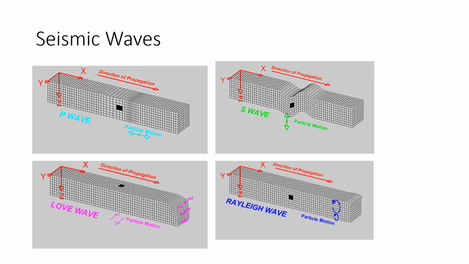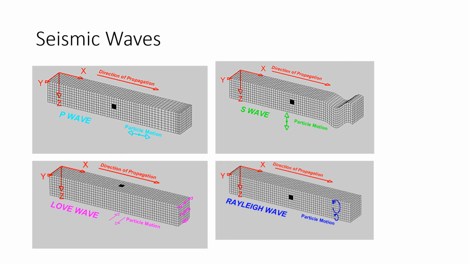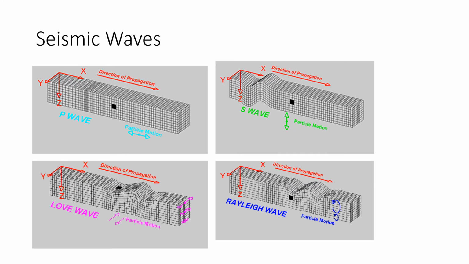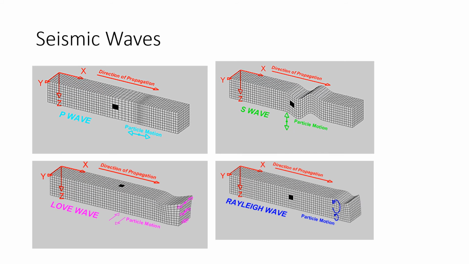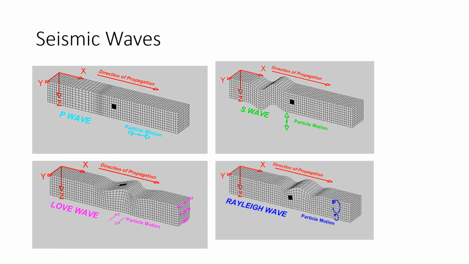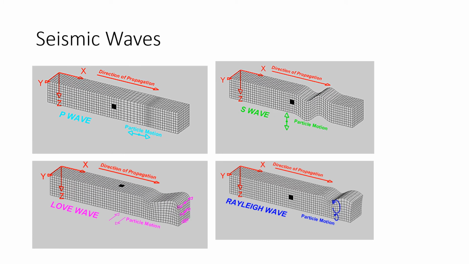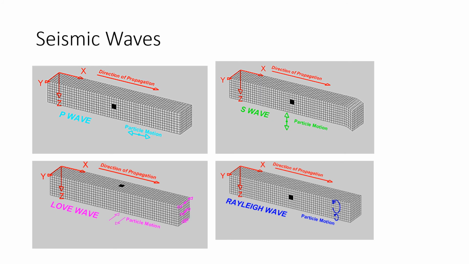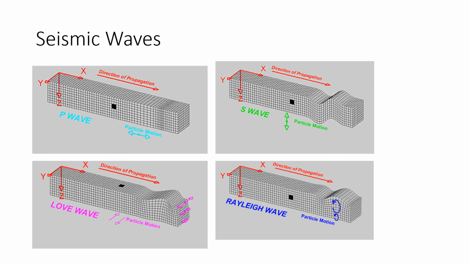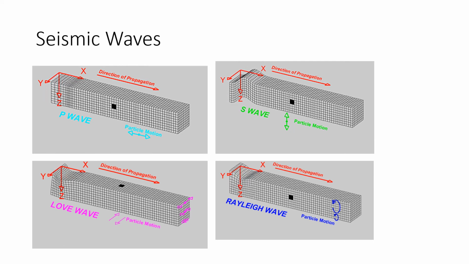And then the Rayleigh wave is just a type of S wave, but most of the movement is concentrated on the surface. Again, if you look at the S wave, the movement is going up and down, and it involves the whole body. For the Rayleigh wave, it only involves the upper part of the body here.